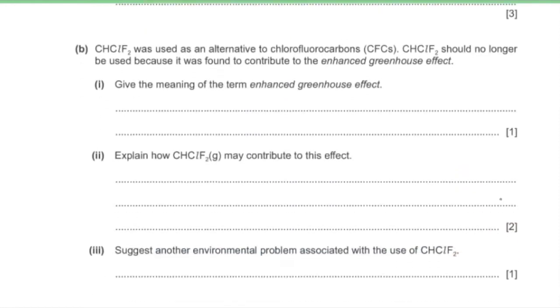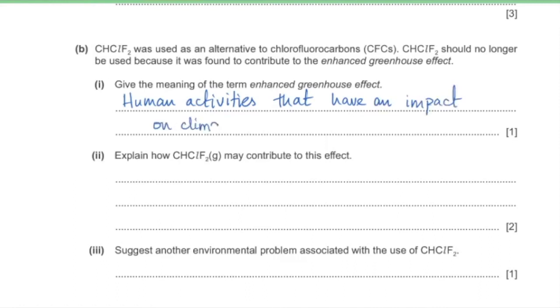Part B, CHClF2 was used as an alternative to chlorofluorocarbons. CHClF2 should no longer be used because it was found to contribute to the enhanced greenhouse effect. Give the meaning of the term enhanced greenhouse effect. The enhanced greenhouse effect is caused by human activities that have an impact on climate change.